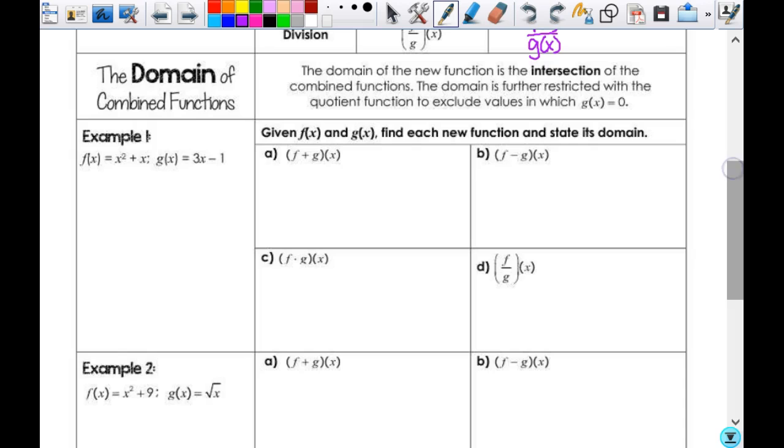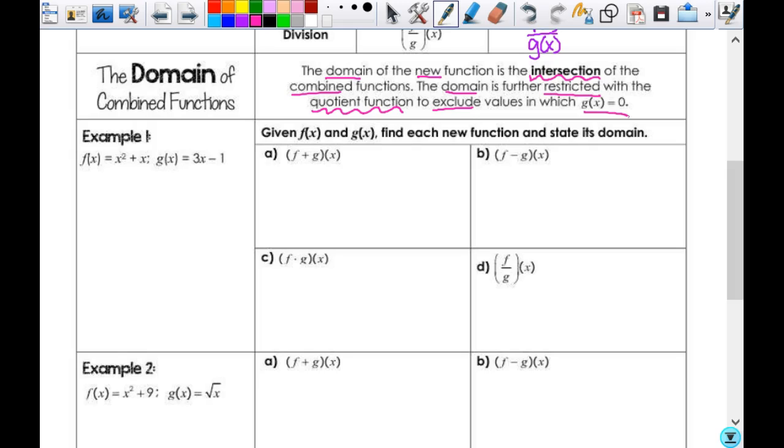All right, so the domain of the new function is the intersection of the combined functions. The domain is further restricted with the quotient function to exclude values in which g of x equals 0, okay? Intersection. It's not a passing through of things. Intersection is what two things have in common. So when you're looking at sets of numbers, we're looking at what they have in common.